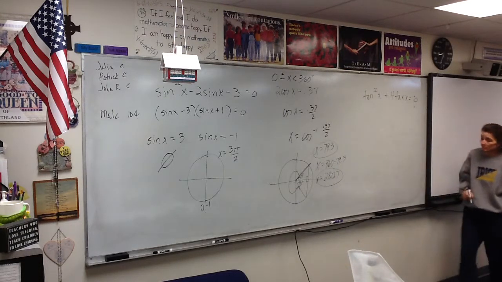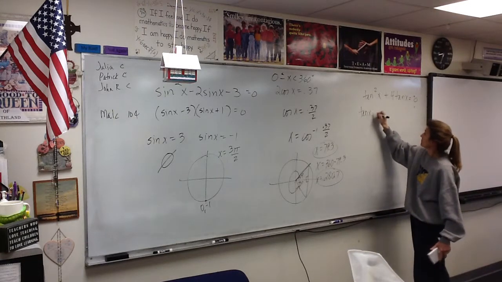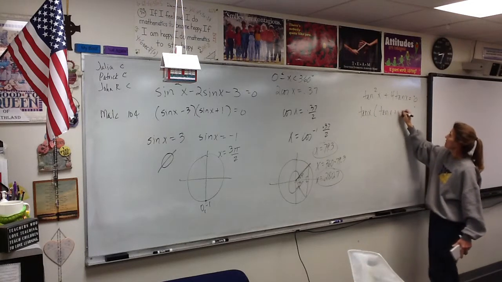Take a look at the next one. We can factor out a tangent. And we're left with tangent plus 4.